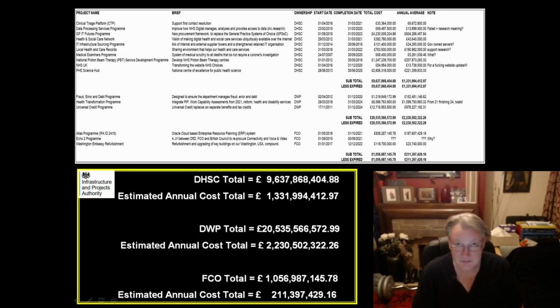Next one. You enjoying it yet? You love the data and my little spreadsheets. No, didn't think so. Right, so Department for Health and Social Care. Whole range of different projects here.